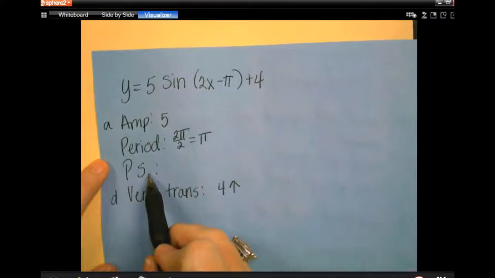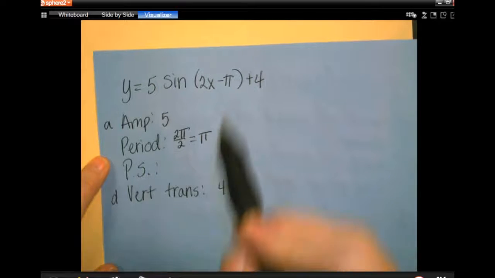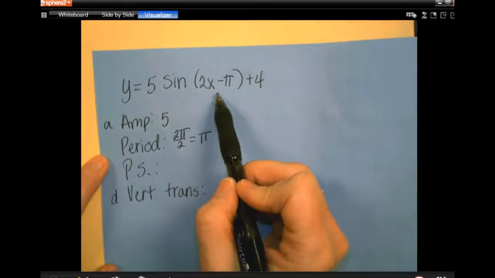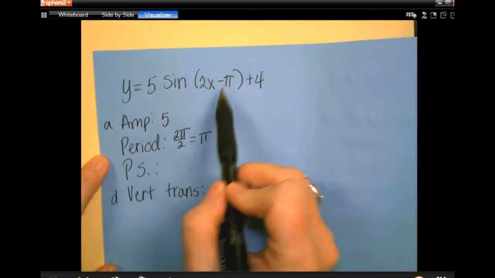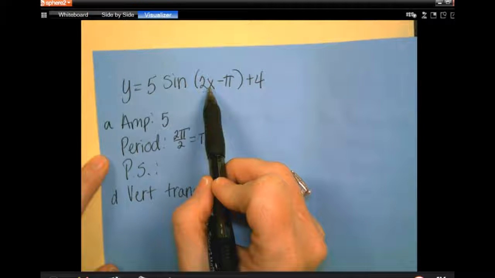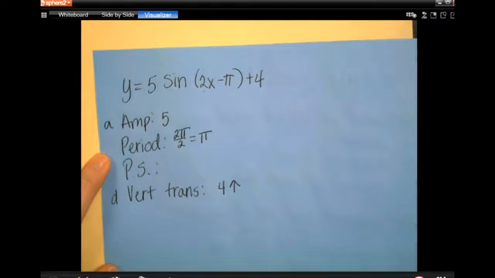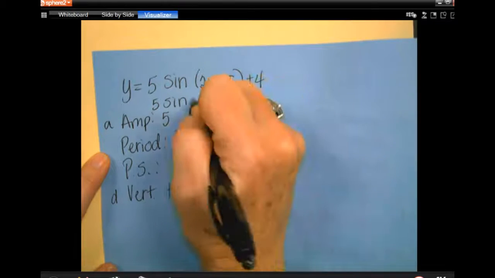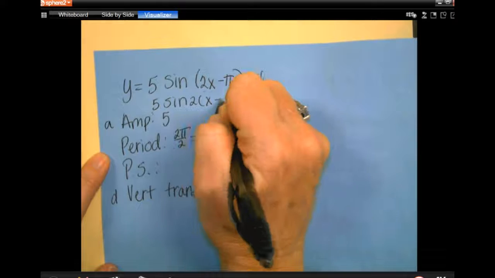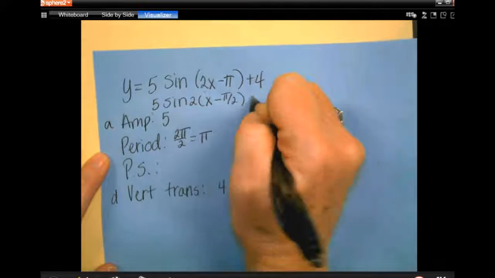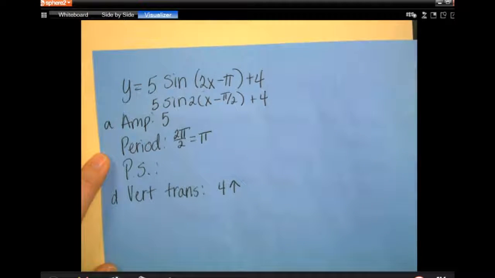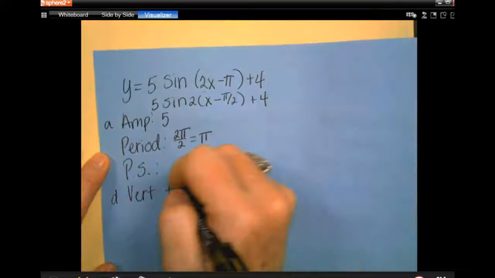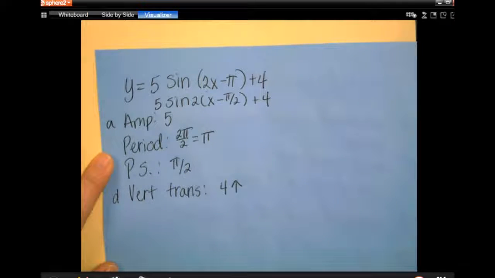So the last thing I need to know is the phase shift. To find the phase shift, this has to be without the 2 inside the parenthesis, so I have to factor out a 2. So I'm going to get 5 times the sine of 2, and it's x minus pi over 2 plus 4. So if it's minus pi over 2, my phase shift, this is a liar, so it's a positive pi over 2.